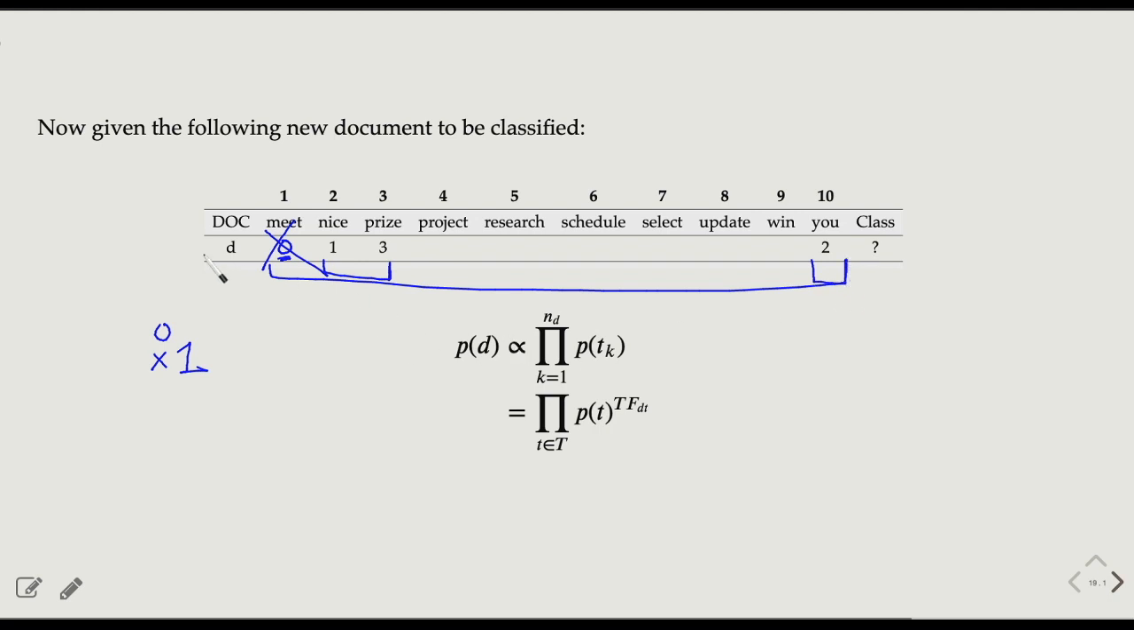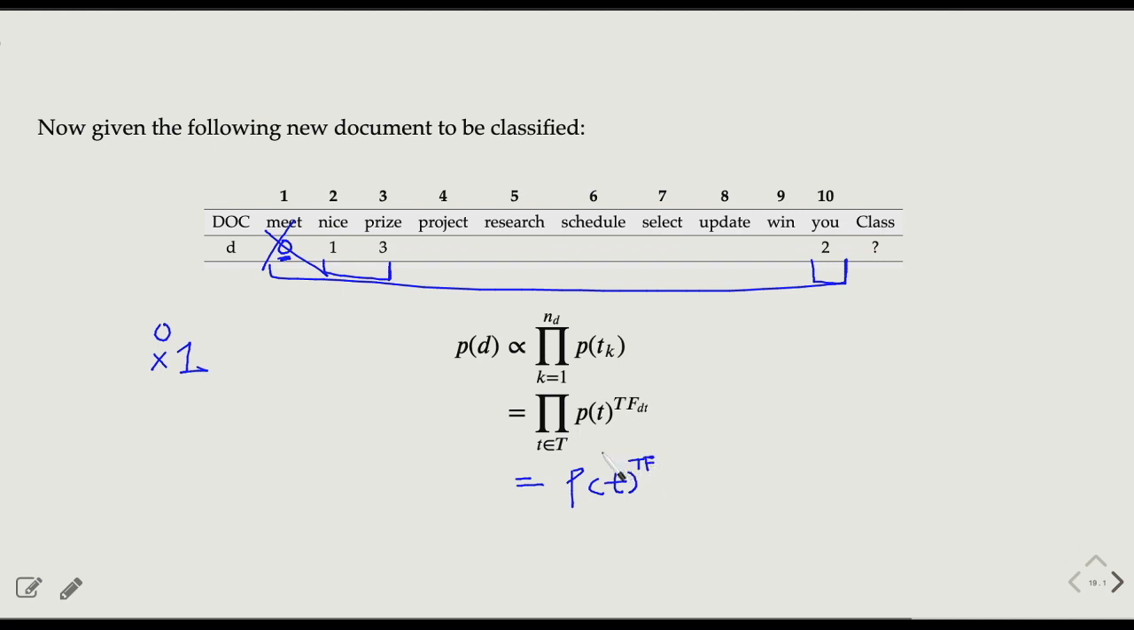And the joint probability becomes the product of individual probabilities, and more specifically, it's a product of each probability of term T raised to the order of its term frequency, TF.